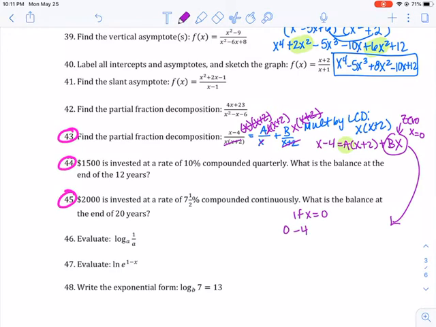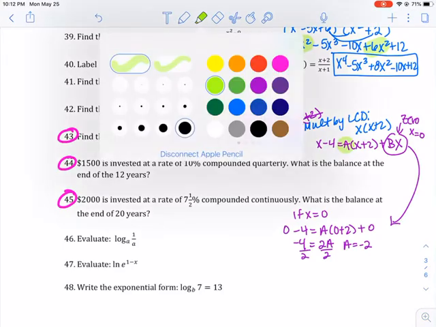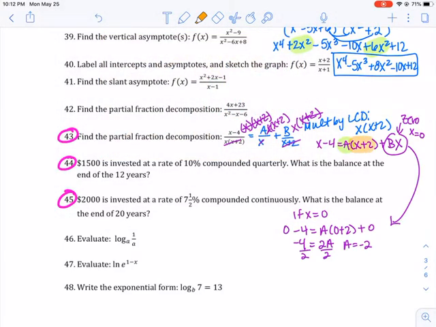0 minus 4 equals a times 0 plus 2, plus b times 0, which is 0. Now we have negative 4 equals 2a. So now we've solved for a. a is negative 2. Now let's go back to that equation, because the next thing I want to do is solve for b. If I want to solve for b, this needs to be 0 so that I have a times 0 to get rid of the a.